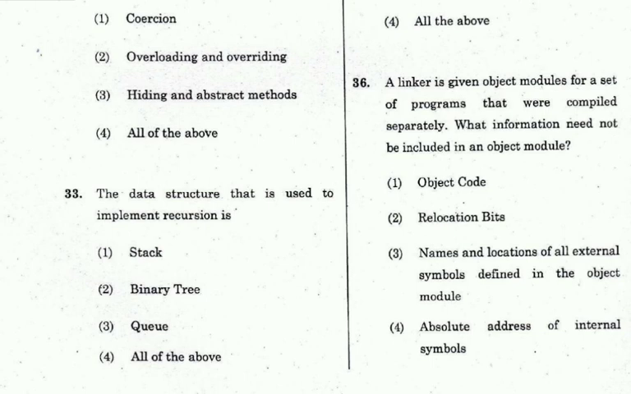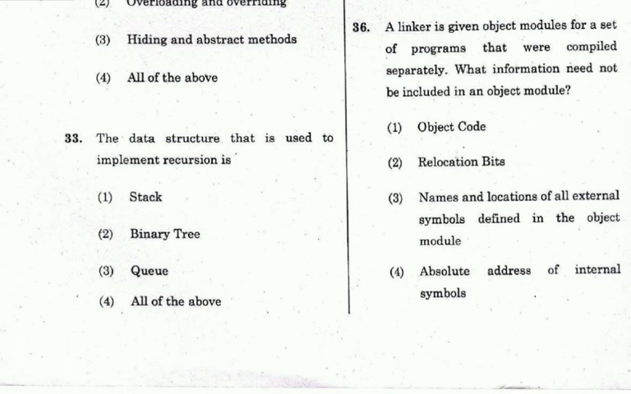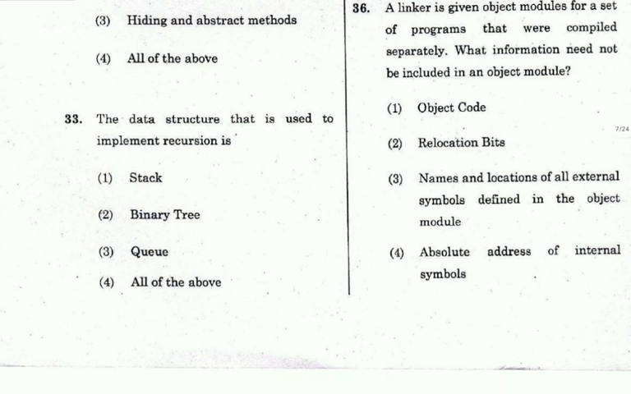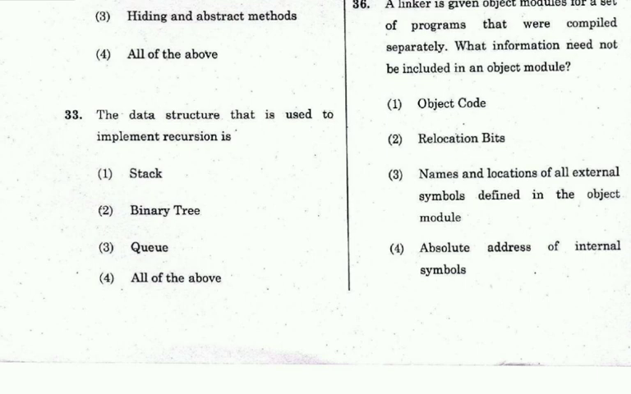A linker is given object modules for a set of programs that were compiled separately. What information need not be included in an object module? So option 4 is the correct answer, absolute address of internal symbols. We know the object code is for execution, and we use the relocation bits for adjusting addresses when loading into memory, and we use the external symbols for linking multiple modules. Absolute address of internal symbols is not needed as addresses are assigned during the linking. So option 4 is the correct answer.